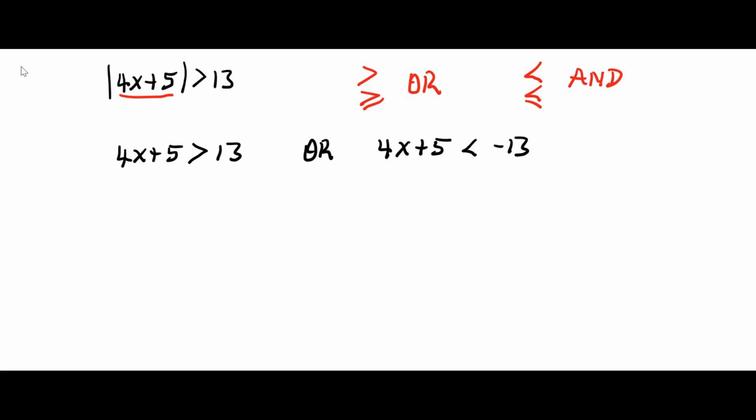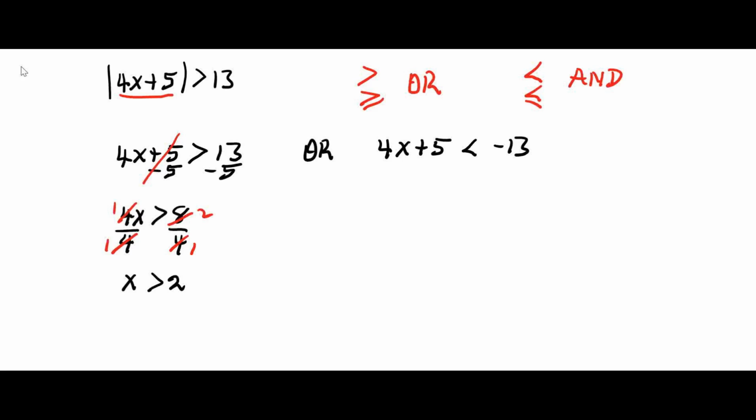So first we can subtract 5 from both sides, and positive 5 minus 5 is 0. So 4x is now greater than 13 minus 5, which is 8. So we can simply divide both sides by 4. 4 divided by 4 is 1, 4 divided by 4 is 1, and 8 divided by 4 is 2. Therefore, x is greater than 2.